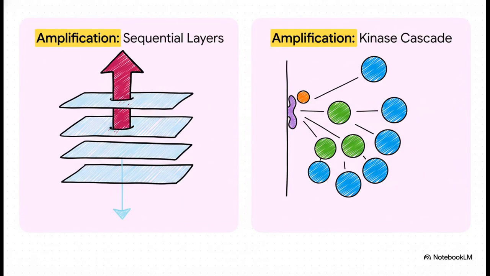And since both of these systems are trying to hear a whisper in a hurricane, they both needed a megaphone. They have to amplify the signals that matter. AI does this by passing the signal through layer after layer, making it stronger each time. A cell uses something called a protein kinase cascade, which is basically a biological domino rally. One molecule tips over the next, which tips over 100 more, turning a tiny initial signal into a massive response.